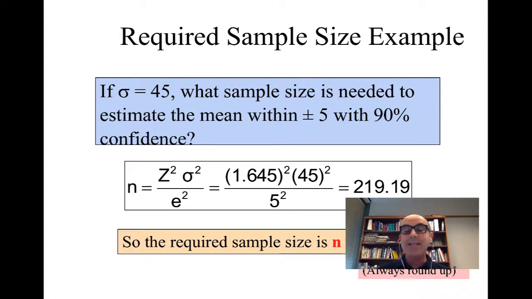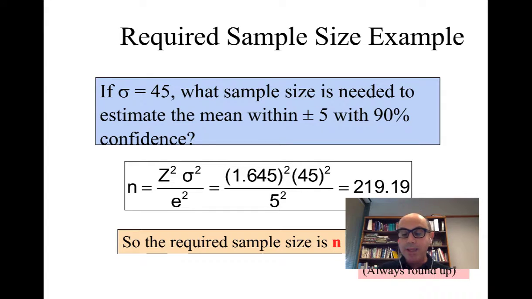So in this case, it is 1.645 squared, multiplied by 45 squared, divided by 5 squared. So in this case, it is 219.19, which means the required sample size in this case is 220.